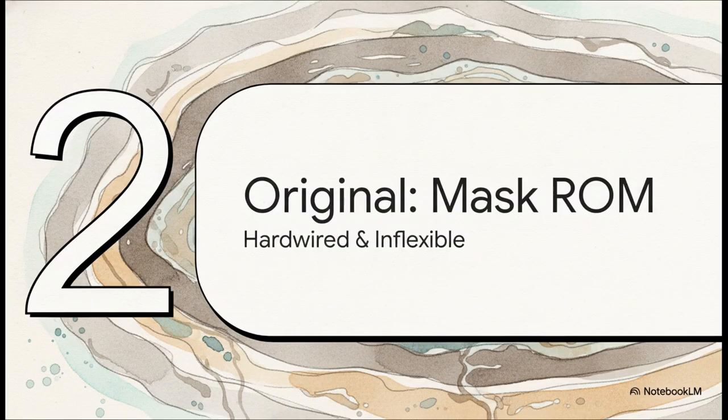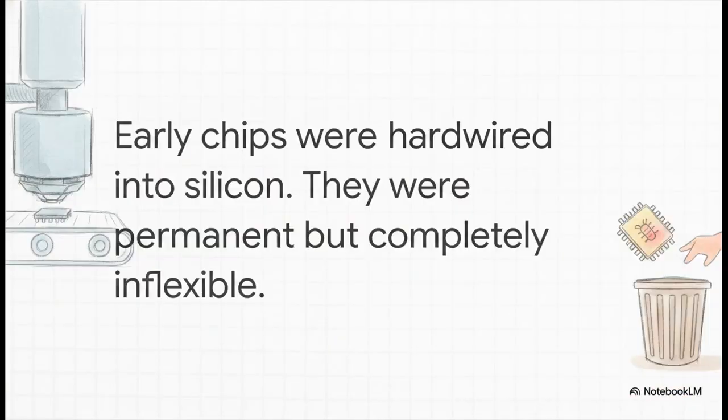Moving on to section 2, the original mask ROM. So these original chips, known as mask ROM or MROM, were strictly hardwired. Think back to the very early days of computing. When a company built a device, the data was physically baked right into the silicon during the manufacturing process using a custom photographic mask. This meant the memory was indeed permanent, which was the goal, but completely inflexible. If there was a single software bug or a typo in the code, there was no way to patch it. The chip was totally useless and literally had to be thrown into the garbage.